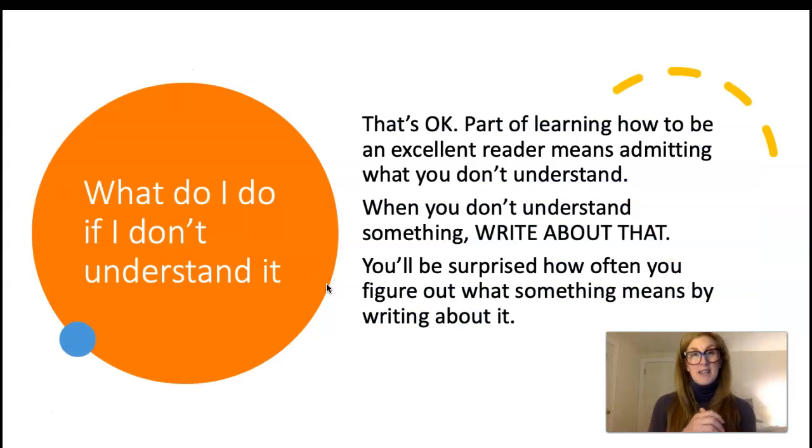Sometimes we don't understand what we read, and that's okay, because part of learning to be an excellent reader means admitting what you don't understand. And when you don't understand, don't panic. Just write about it. Write about the things that confuse you or that you don't understand. That's totally legitimate, and I will count it as an acceptable reading journal if you do that. You'll be surprised how often when you actually start to write about what you don't understand, you figure out what it means. Because typically the parts that you don't understand is where the author is doing their thing to get you to think about a certain idea.